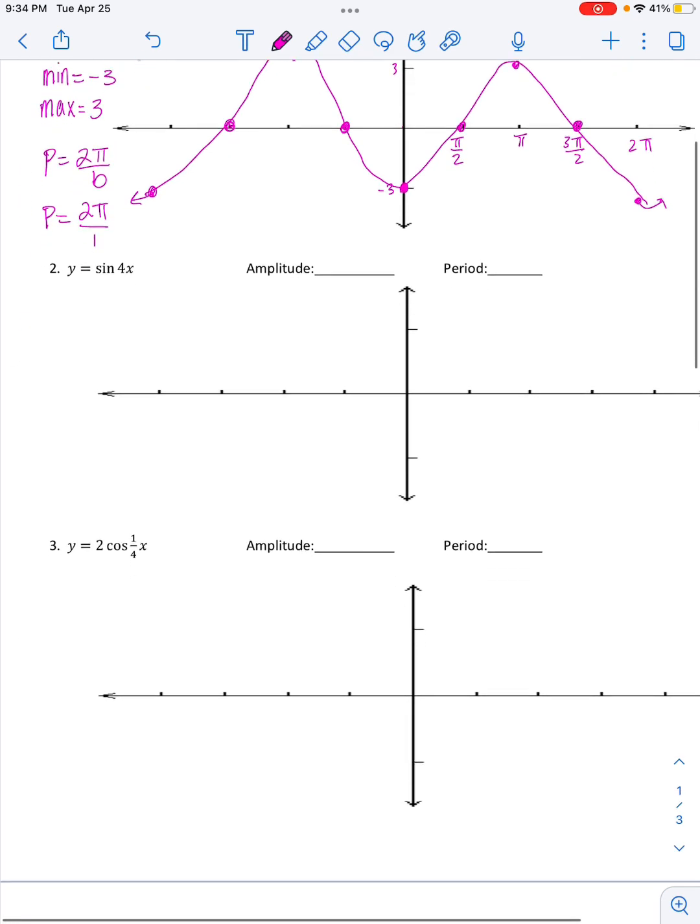Okay. Next, we're going to be graphing sine. So again, we're going to look for that amplitude. In this case, it is 1. So the amplitude is 1. Because there is no number in front of sine, it's an imaginary 1. Okay, we're then going to look at the period. So now we have a number out in the front. So the period is going to be 2 pi over 4. So our period is pi over 2.